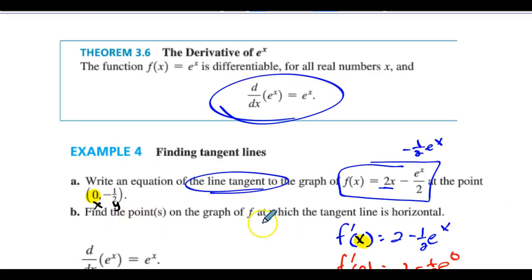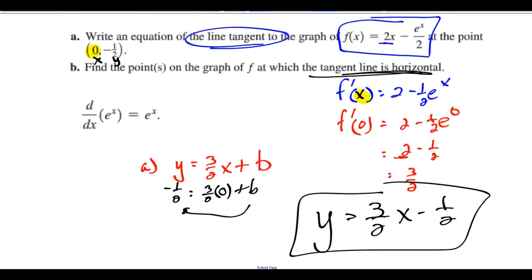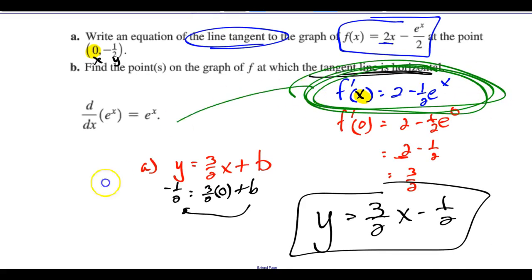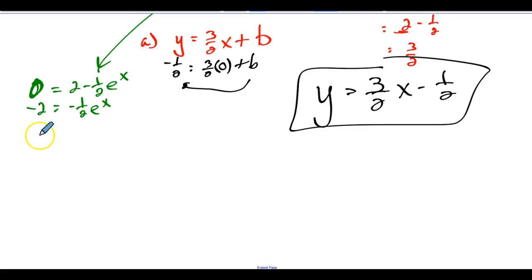What was it? Find the points on the graph at which the tangent line is horizontal. Well, horizontal means where this thing is set equal to 0. More precisely, where the derivative equals 0, because that would give us a slope of 0. So I'm going to set the derivative equal to 0 to find that horizontal line. So I'm going to subtract off a 2 from both sides. Let's multiply both sides by negative 2, giving me 4 is equal to e to the x.